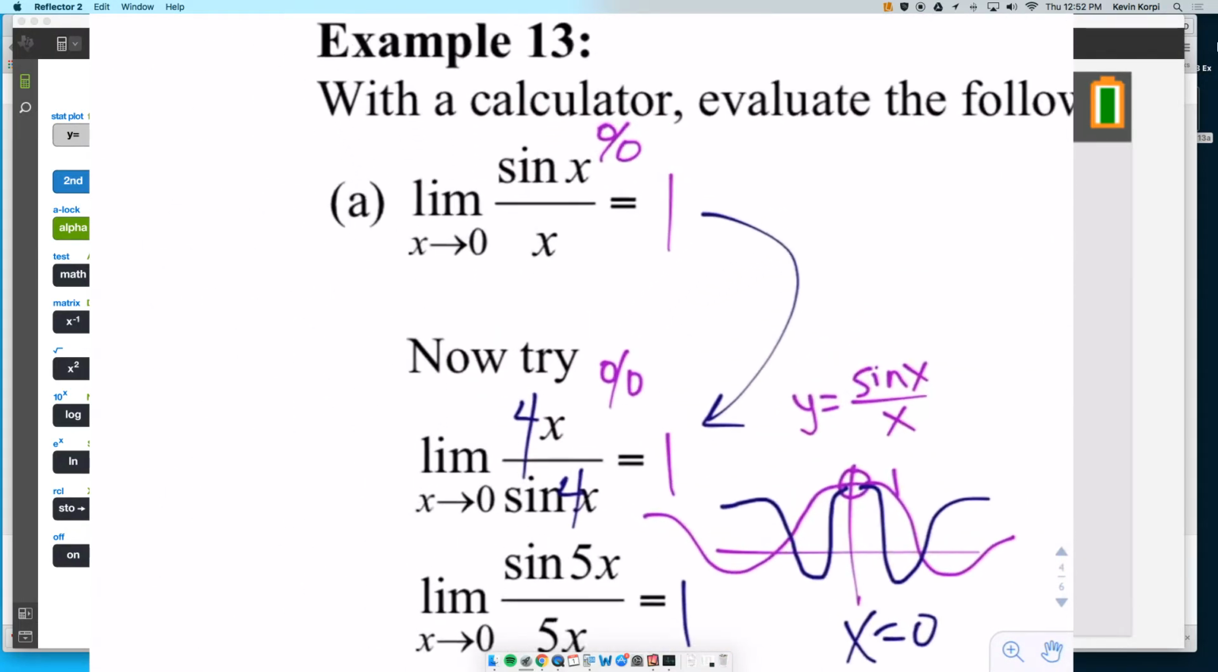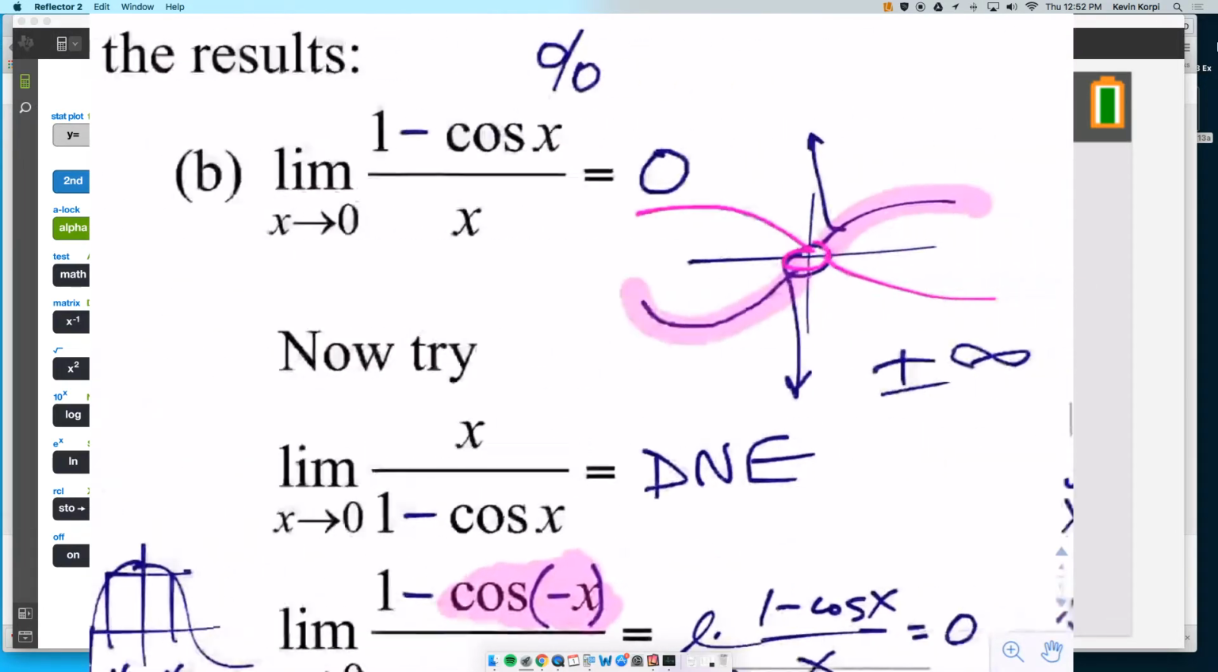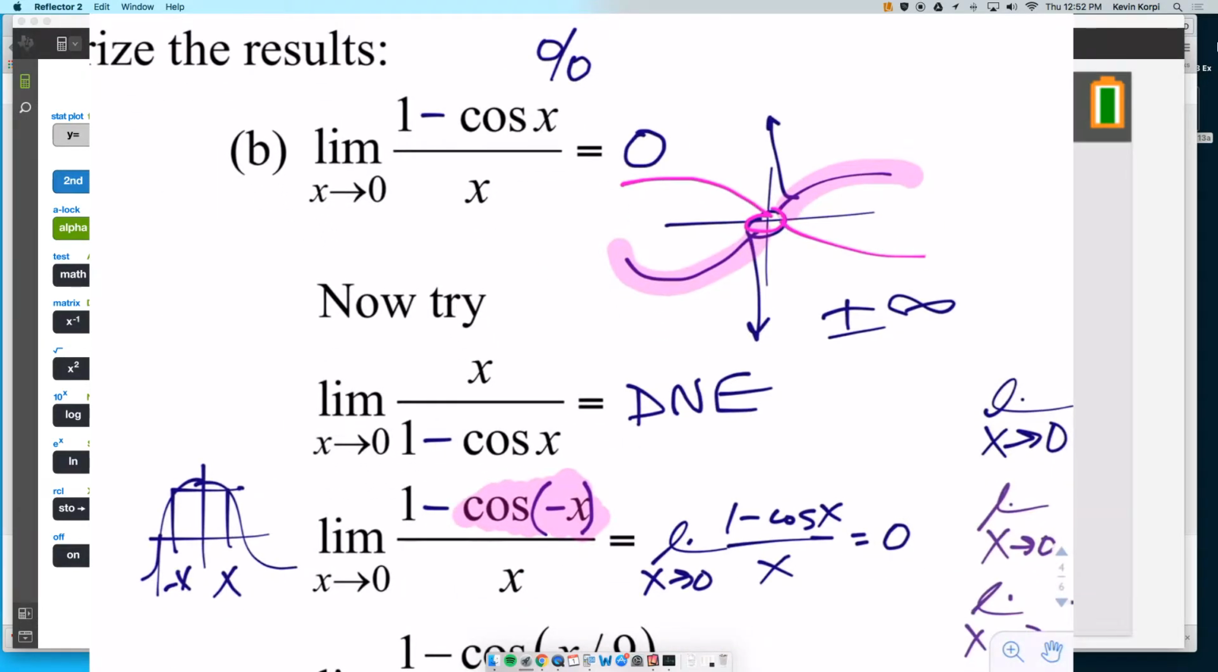Okay, so let's reevaluate. The limit of sine of x over x as we approach 0 is 1. You can flip it and it's still equal to 1. And of course you could stretch it or compress it, and even shift it, as long as you approach a different value. The limit of 1 minus cosine x over x equals 0. And although you can't flip it to get a number, you can flip it to get the same result. You can commute the subtraction, cosine x minus 1, and it works to give you 0.